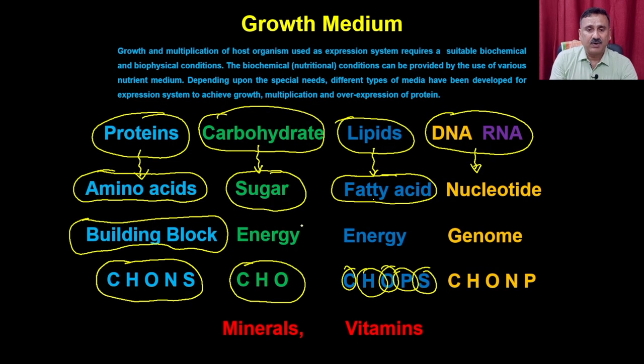Whereas the carbohydrates and lipids are mostly used as a source to provide energy, in terms of burning of these molecules so that you can produce ATP. This ATP is the molecule which carries the high energy bonds, and carries the energy from one part to the other part.